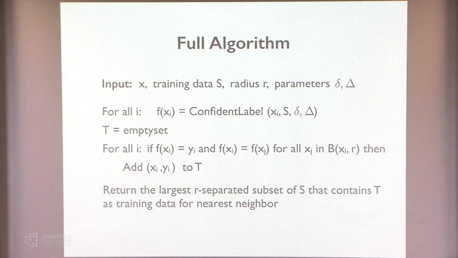Once you have those confident points, you are always going to keep them, and then you return the largest R separated subset of your training set that contains these confident points. That's your training data for one nearest neighbor. You just do one nearest neighbor on this.